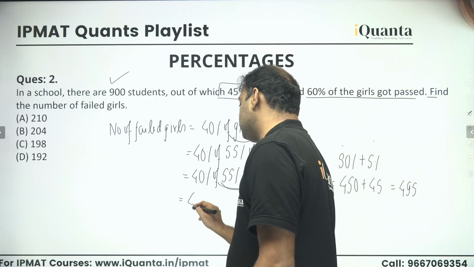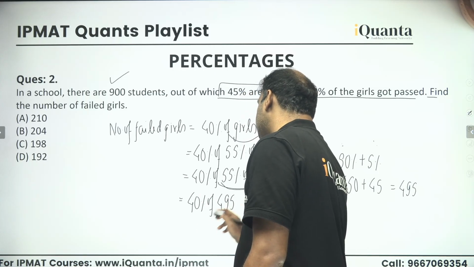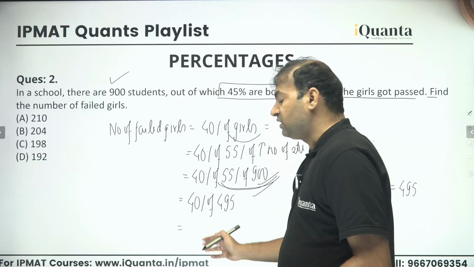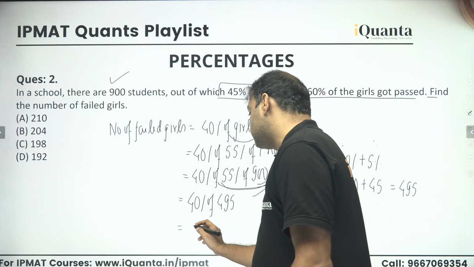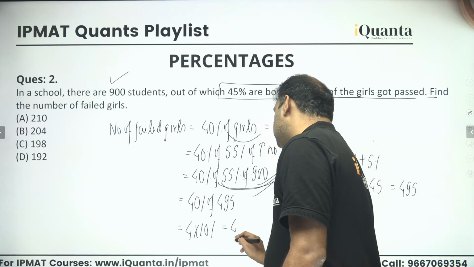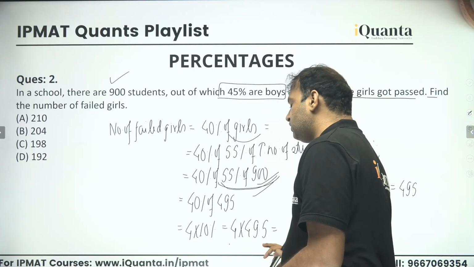Let's see what we get in the end. So this makes 40% of 495. This will be our final calculation. Now 40% is nothing but 4 times 10%, as we did in the beginning of the session. So this is 4 into 10%. Now 10% of 495 is nothing but 49.5. So the last calculation is 4 into 49.5.